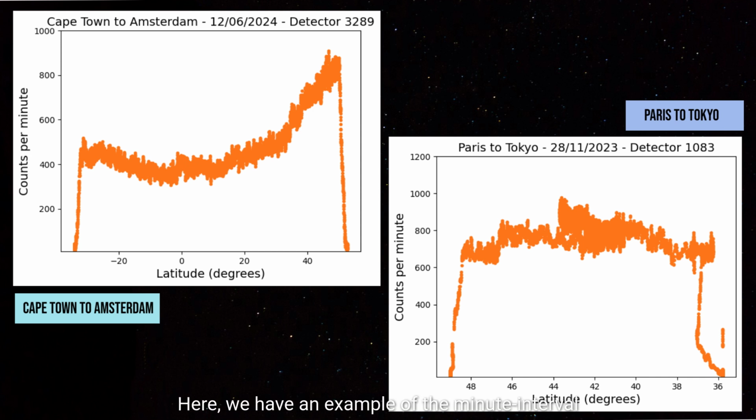Here, we have an example of the minute interval latitude plots for two different flights. The first flight, from Cape Town to Amsterdam, crosses the equator during its journey, while the second flight from Paris to Tokyo does not. This difference has an impact on the shape of the plot.